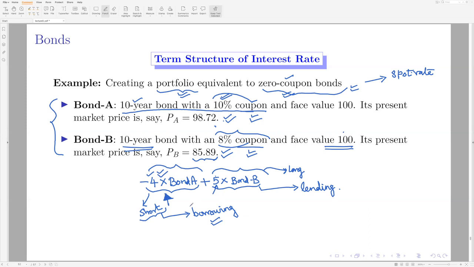Now, since you have shorted this bond A, it means it's equivalent to borrowing. At every coupon period, you will be paying 10% to the person who bought these bonds from you. Therefore, you will be giving minus 40 to somebody through bond A at the coupon period, and through bond B, you will be getting the same 40 rupees, because bond B is 8%. So totally, at every coupon time, your total coupon payment is 0.